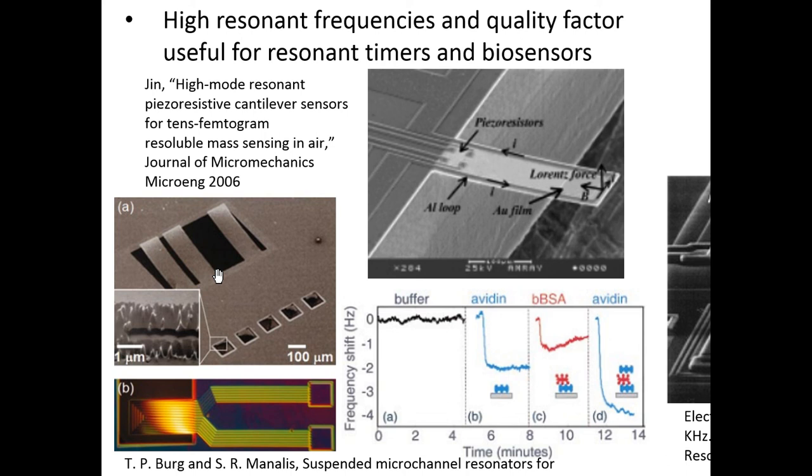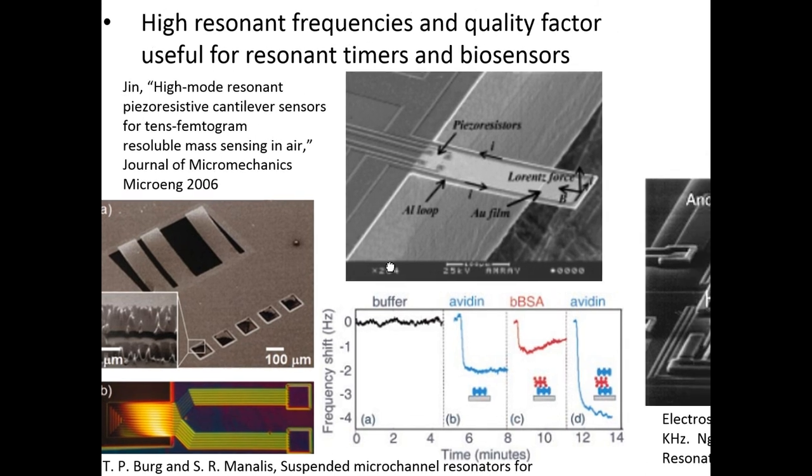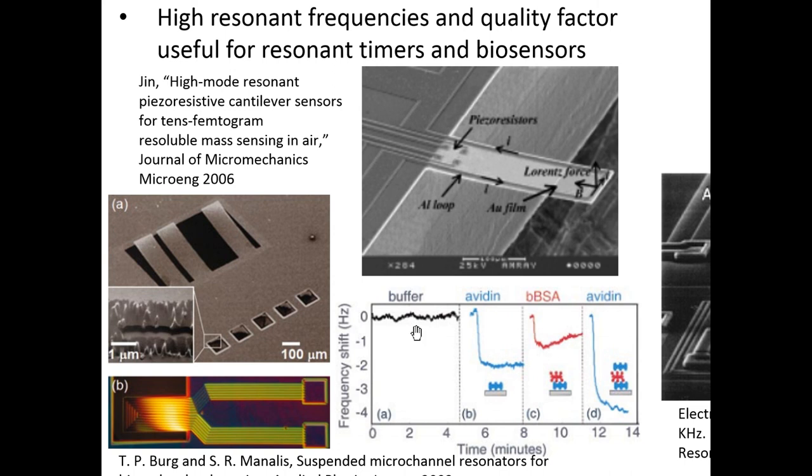Femtograms is 10 to the negative 15 grams. You can imagine how small that is. You can detect very, very small mass changes with these devices. It's quite amazing. You can also detect biomolecules. Now, proteins, DNA, these types of biomolecules can also attach to the surface of these cantilevers.